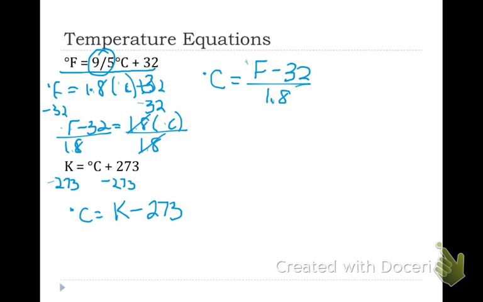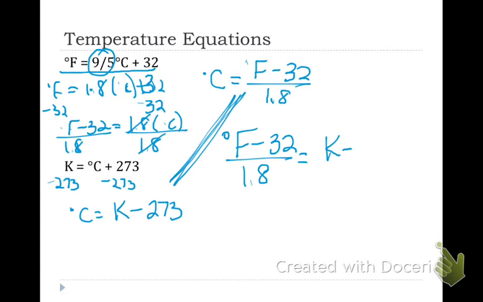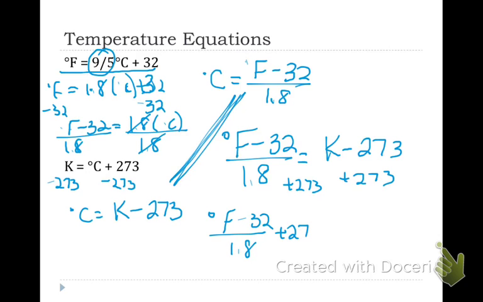What if I was going to merge the two together? Alright, so if I want to put both of these together, I can say by the transitive property that Fahrenheit minus 32 over 1.8 is equal to K minus 273. And if I'm going to solve for K, I can add 273 to both sides. I'll make that look a little neater in just a second. So I can have degrees Fahrenheit minus 32 over 1.8 plus 273 is equal to Kelvin.